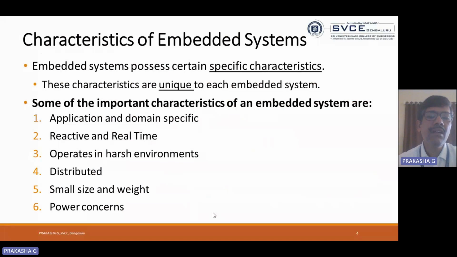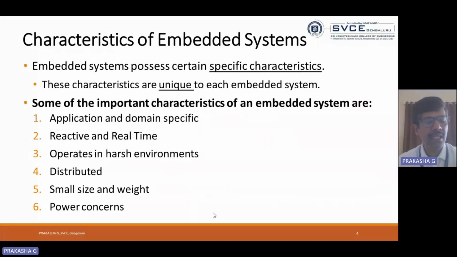Similarly, reactive and real time. This means embedded systems can be categorized as follows: some are reactive, meaning based on the event or based on the input, they react. Some of them are real time. So efficiency is very, very important with respect to real time embedded systems. We'll look into that. Okay. Similarly, operates in harsh environment.